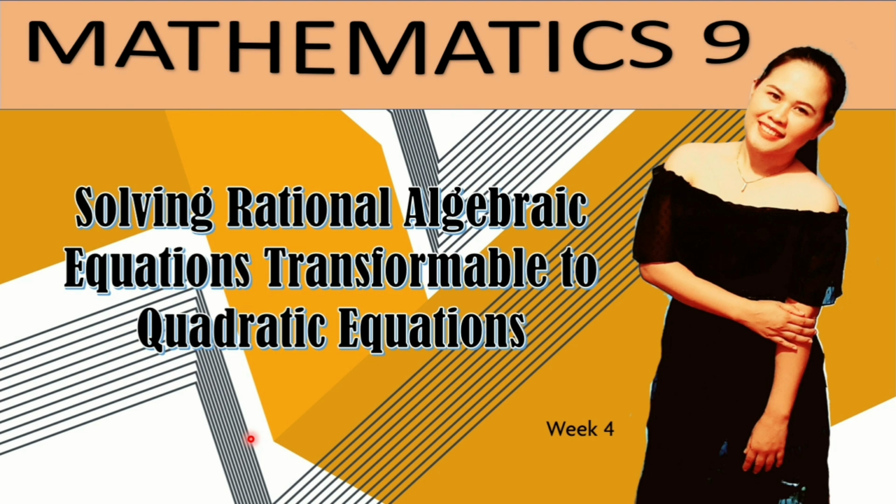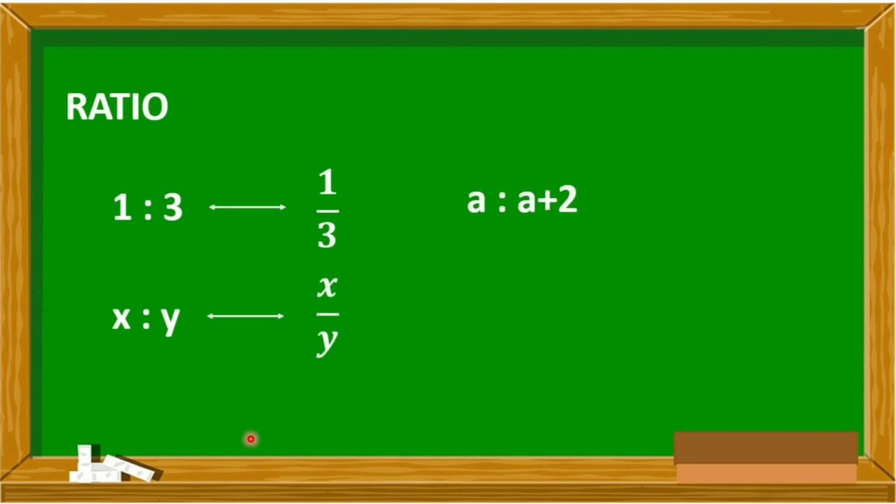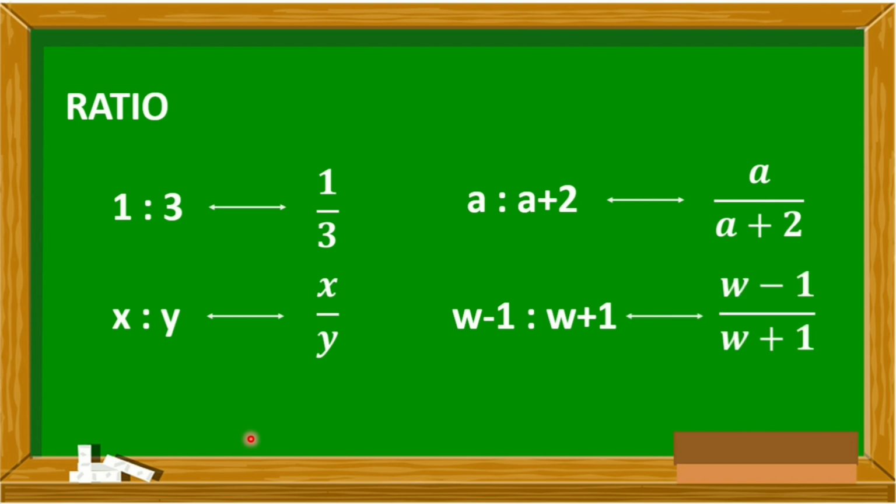When we say rational numbers, it is one that can be written as the ratio of two integers. Examples of ratios: 1:3 can be written as 1/3. X is to y can be written as x/y. A is to a plus 2 can be written as a/(a plus 2), and w minus 1 is to w plus 1 can be written as (w minus 1)/(w plus 1).